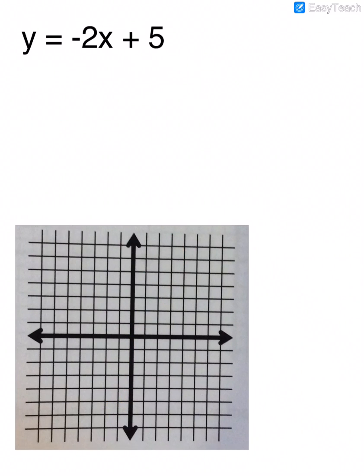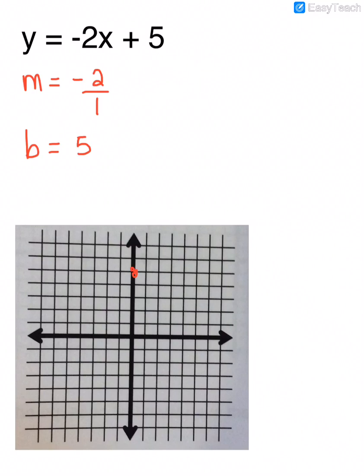Let's do another one. In this example, my slope, or my m, is -2. Again, I'm going to put it over 1 so that I can have a run. And then my y-intercept is 5. So the first place I'm going to go is on my y-axis up 5 spaces. 1, 2, 3, 4, 5. And then my slope is a -2 over 1.